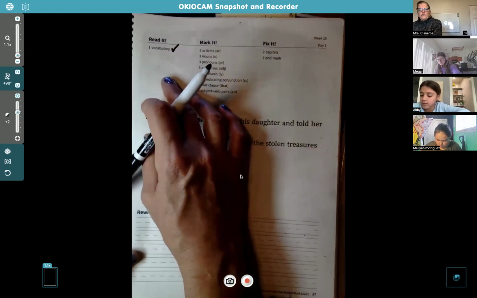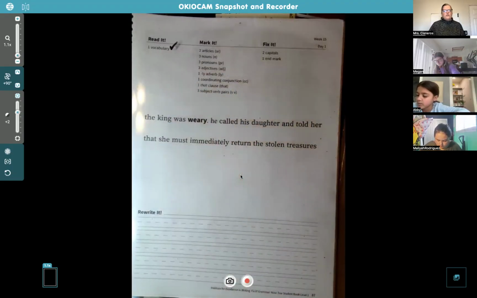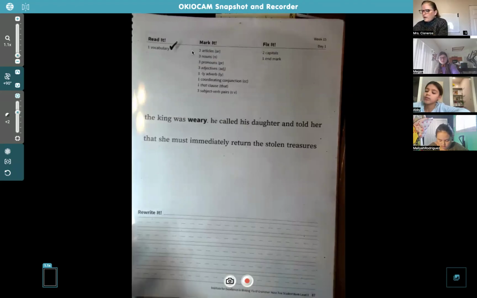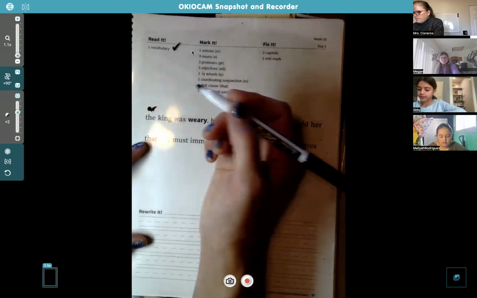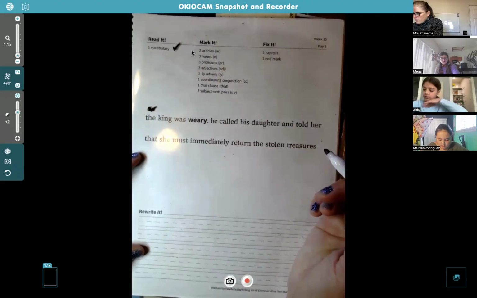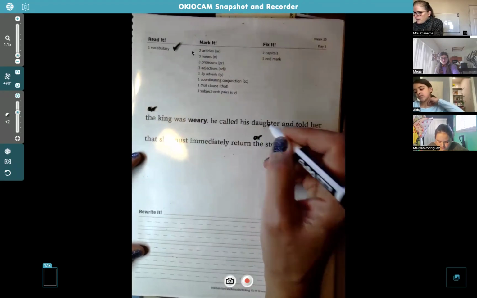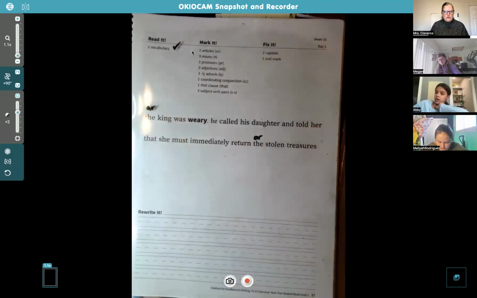It looks like we have two articles. So go ahead and find those by yourself, the two articles, and mark those. By the way, while you're doing that, they're both the. When you sit down to do your homework, this is really important for you guys to remember. We talked about it a little bit at the parent conference that we had before Christmas.